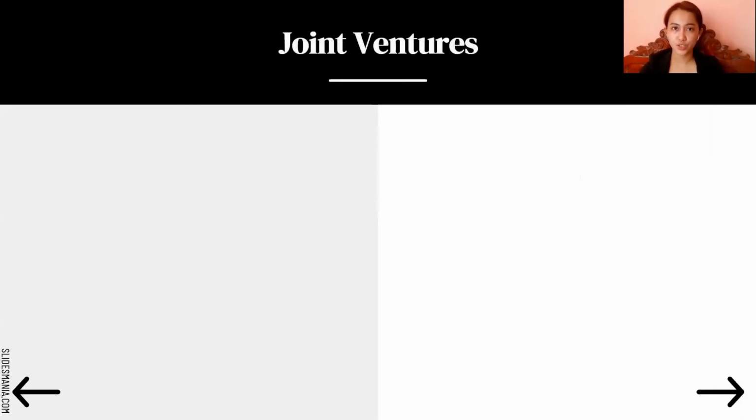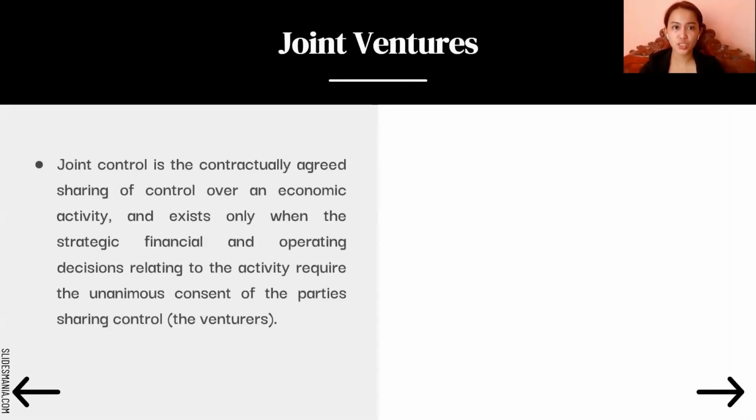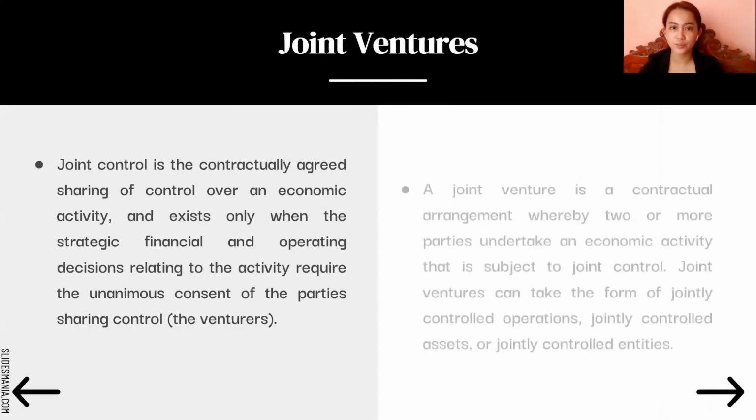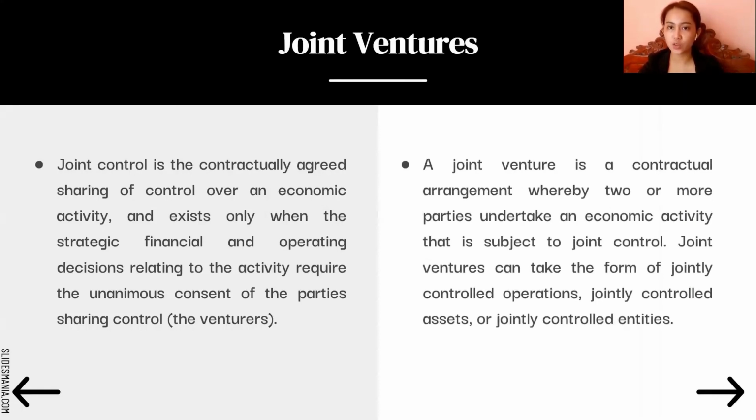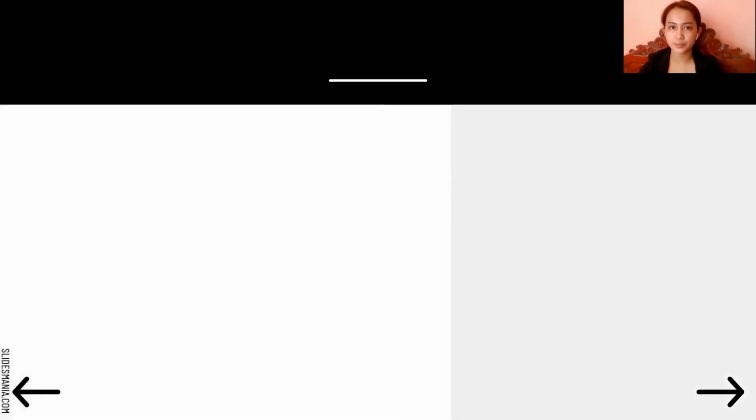Joint ventures. Joint control is the contractually agreed sharing of control over an economic activity and exists only when the strategic, financial, and operating decisions relating to the activity require the unanimous consent of the parties sharing control, the venturers. A joint venture is a contractual arrangement whereby two or more parties undertake an economic activity that is subject to joint control. Joint ventures can take the form of jointly controlled operations, jointly controlled assets, or jointly controlled entities.